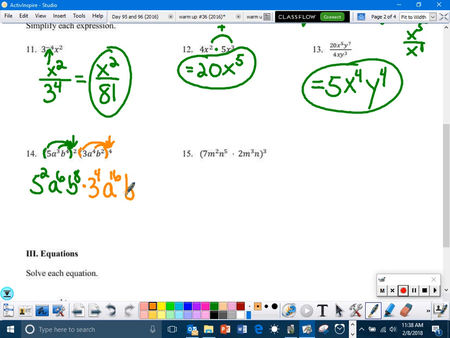And same thing with this 2 and 4. We're going to multiply them together. That's b to the 8th. Okay, we're not quite done yet.